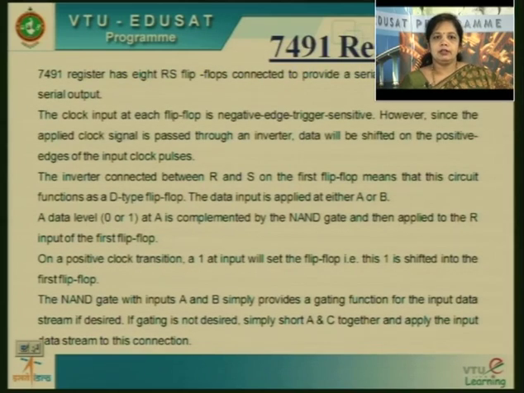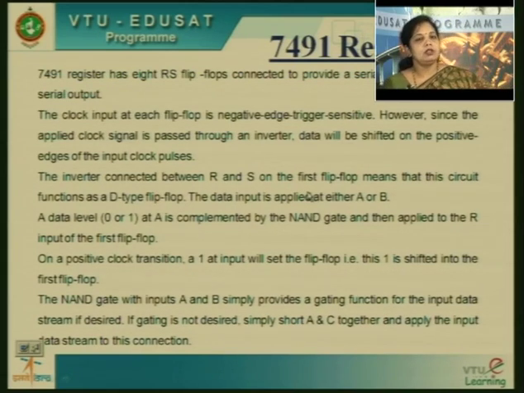So with the data level, the inverter connected between R and S on the first flip flop means that the circuit functions as a D flip flop. As I said, I can use either D, RS, or JK for a shift register. Suppose I want to connect SR as a D, I will use an inverter. That is the conversion of SR to D. Data level is complemented by a NAND gate. So whatever input I am giving, based on the NAND gate output, either one of the outputs is 0 or 1, and then it is fed to the flip flop.